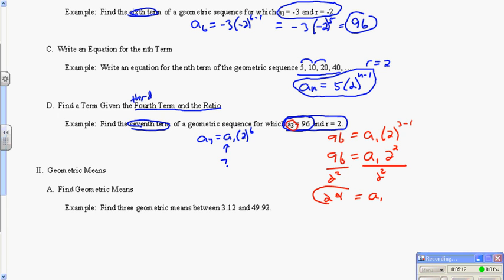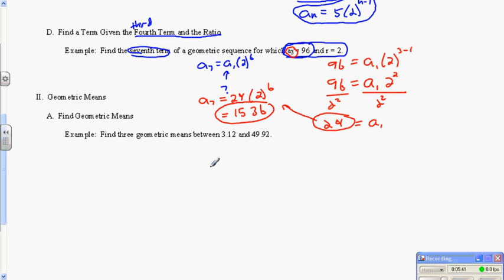Which means we can take this information back to here and get a sub 7 equals our first term times 2 to the 6th. So 24 times 2 to the 6th is 1,536. That is our 7th term.